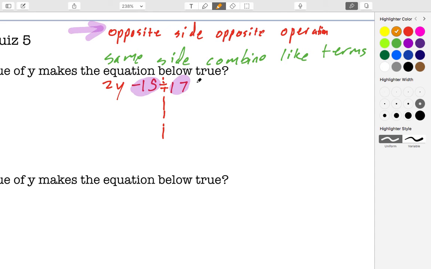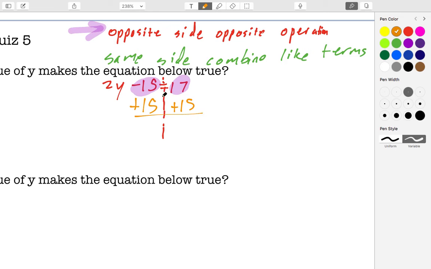So if this operation is subtraction, what is the inverse operation? Addition. So we are going to add 15 both sides. What is 17 plus 15? Go ahead. 32. 32 equals, and then 2y.